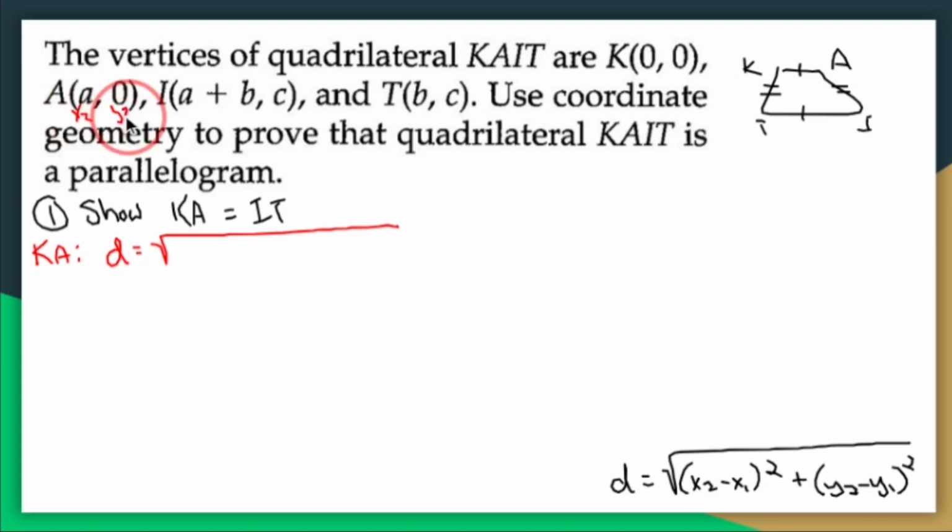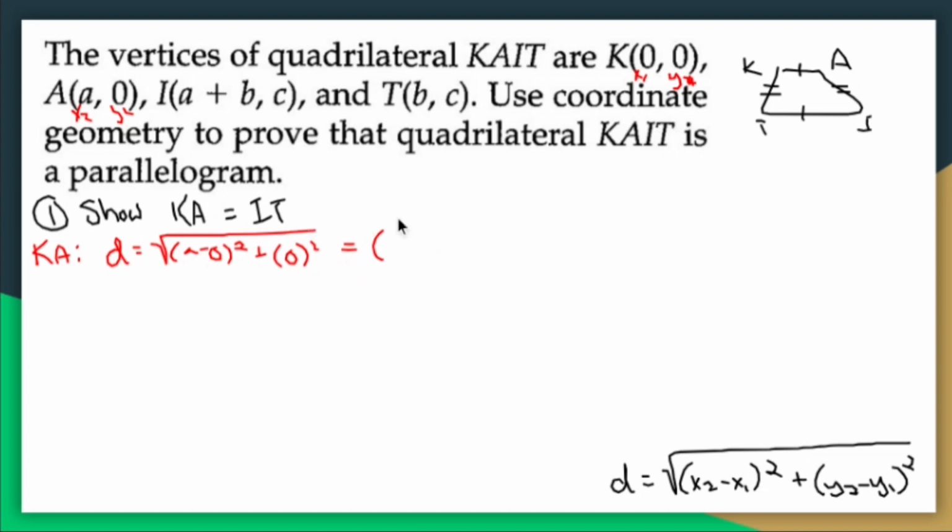I'll do this once, and then I probably won't write it out again because otherwise it'll get sloppy. All right, x sub 2 minus x sub 1 is going to be a minus 0 squared plus 0 minus 0, which is 0 squared. So let me get rid of this extra. Okay. That gets me a minus 0 squared.